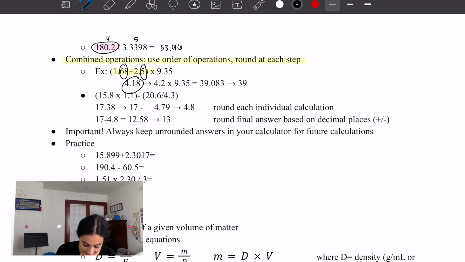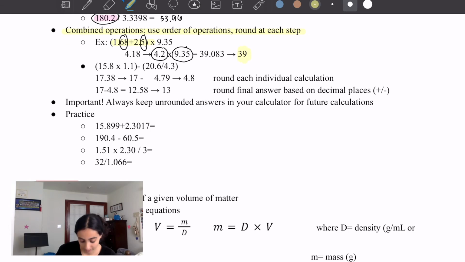And then you can take that number, multiply it by 9.35, and now we have a multiplication problem where we have 4.2 and 9.35. You want to use the number with the least amount of sig figs. So since 4.2 has 2 sig figs, our answer would be rounded to 39, which has 2 sig figs.